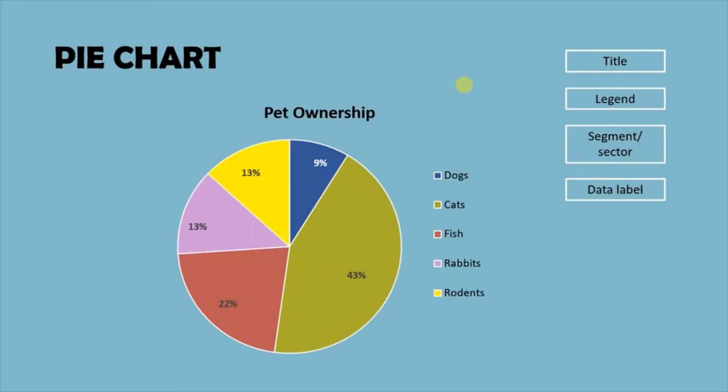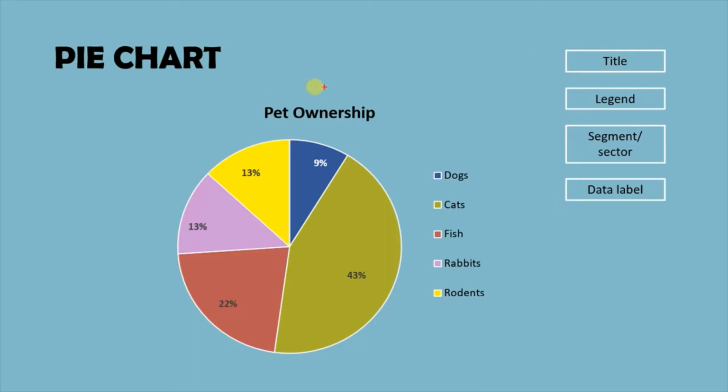Hi, today we are going to look at some of the charts that you can use for mini project. The first chart that we are going to look at is pie chart. In a pie chart, usually we have title, legend, segment or sector, and data label.